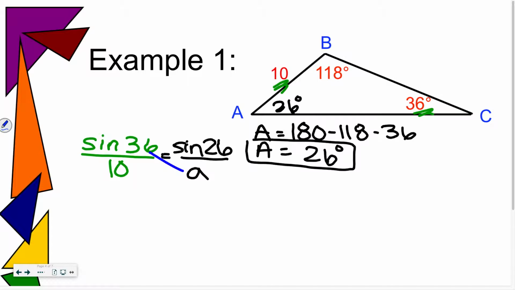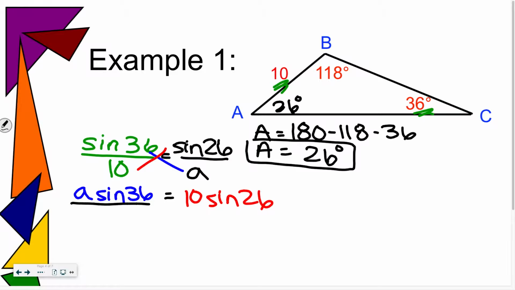So I'm going to cross multiply: A times sine of 36 equals 10 times the sine of 26. And then how do you get A all by itself? Divide by the sine of 36. So I don't know if that's the same thing that you were saying, right?